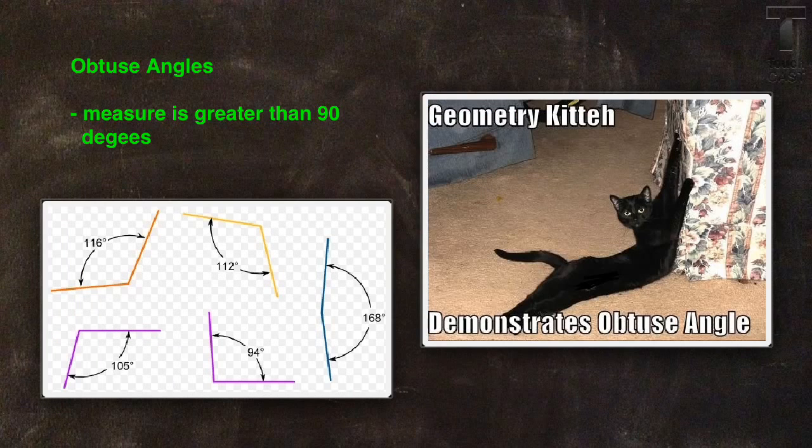So I have a joke for you. Why did the obtuse angle go to the beach? Because it was hotter than 90 degrees. But seriously, an obtuse angle is an angle that measures more than 90 degrees.